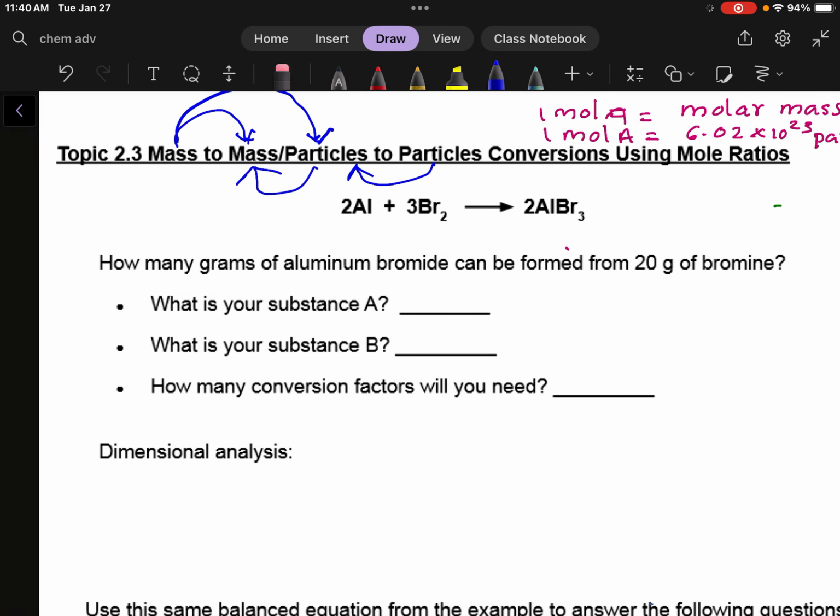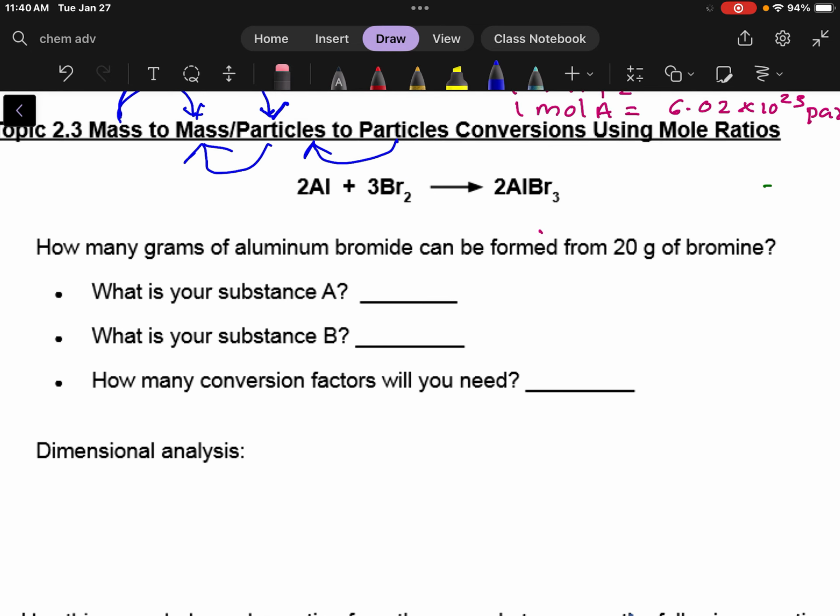We are using the same equation over and over, so that will be easy for you. It says 20 gram of bromine is given, and you are going to find how many grams of aluminum bromide, which is in mass. How many conversion factors do you need? Let's see. You can see this is compound A, and this is compound B. Compound A is given in gram.